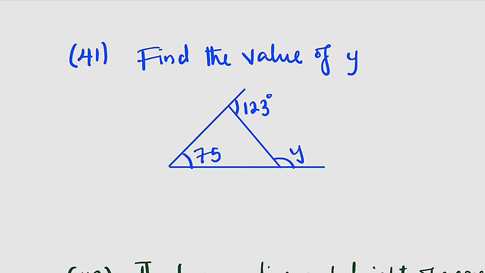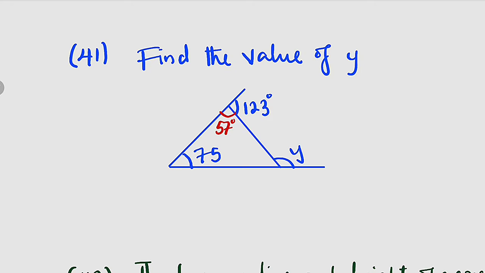In this tutorial, we are going to solve question number 41 down to 45. And here is question number 41. We're asked to find the value of y in this diagram. If you look at it carefully, this is a triangle, right? And both this and this are said to be the exterior angles of this triangle. But remember that angle on a straight line equals 180 degrees. So if this is 123 degrees, what will be this angle? It will be 180 minus 123 degrees, which is going to give us 57 degrees.